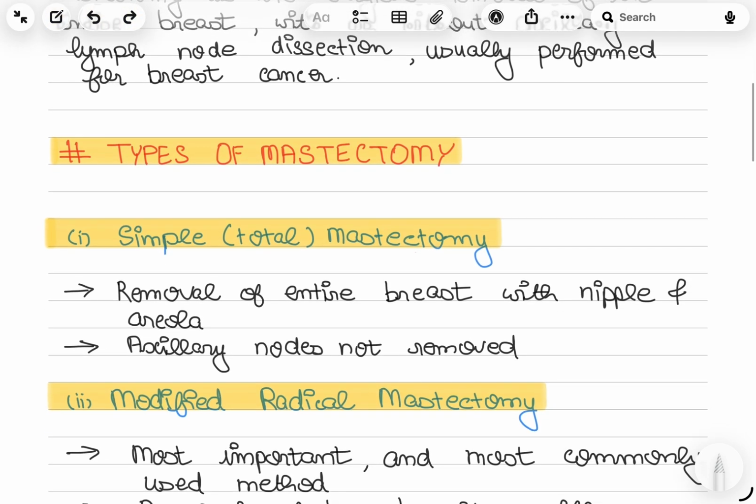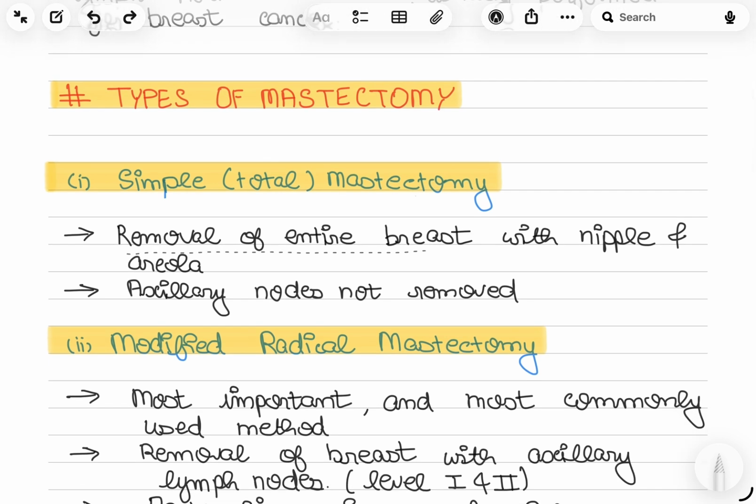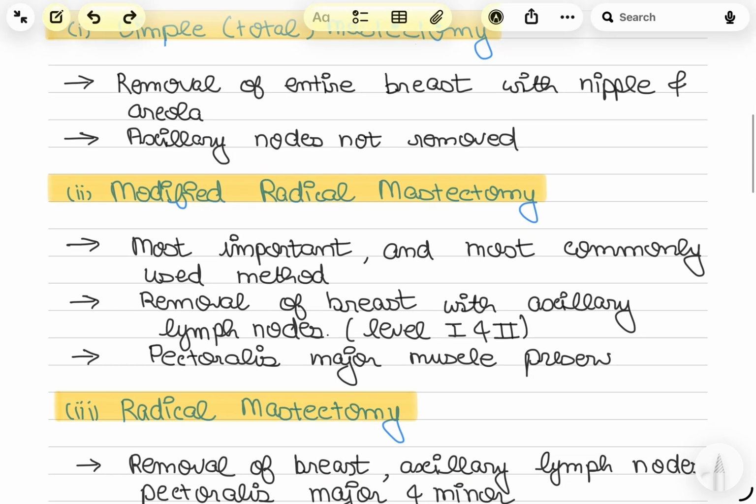Types of mastectomy. So there are four types. First is the simple or total mastectomy. In this, there is a removal of the entire breast with nipple and areola. Axillary nodes are not removed. Okay, axillary nodes are preserved.